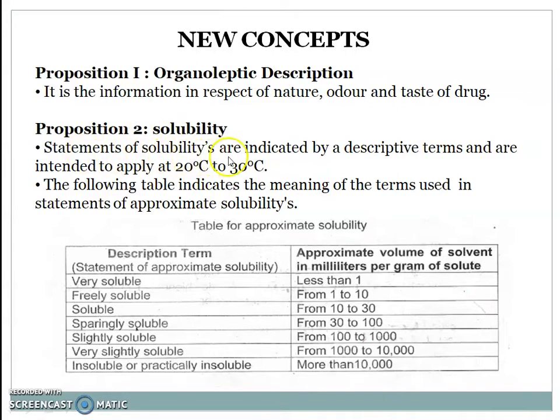The statements of solubility are indicated by descriptive terms and are intended to apply at 20 to 30 degrees Celsius. The following table indicates the meaning of the terms used in the statements of approximate solubility. Very soluble means soluble in less than 1 ml of solvent. Freely soluble, from 1 to 10 ml of solvent. Soluble, from 10 to 30 ml of solvent.